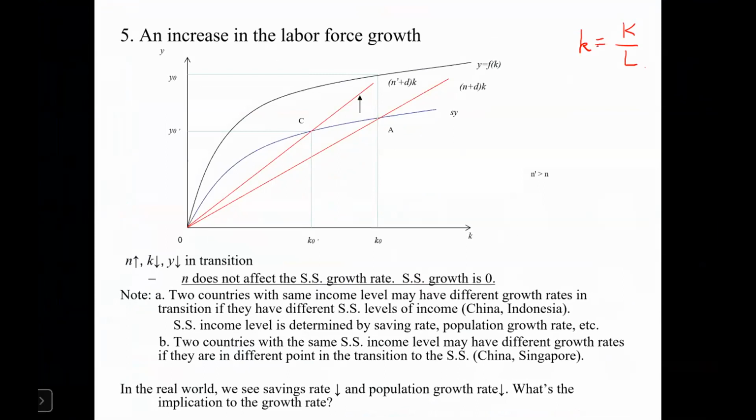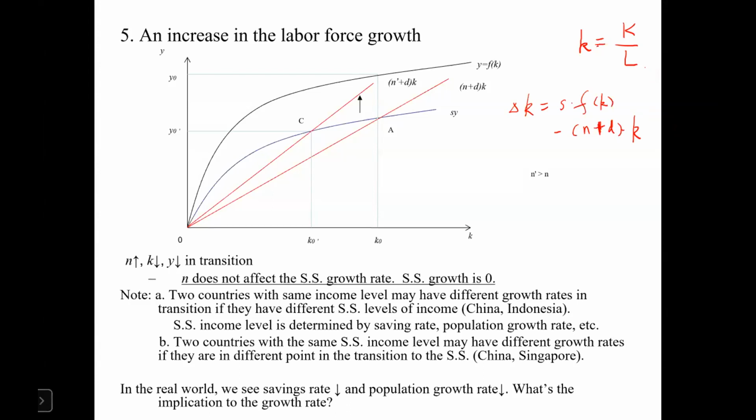To summarize, what determines the dynamic of the model? Essentially, this is the equation: delta K equals S times Y, and we plug in Y equals F of K, minus (n plus d) times K. Right. So this is what determines the behavior of the economy over time.